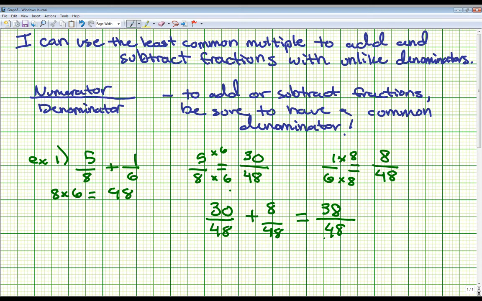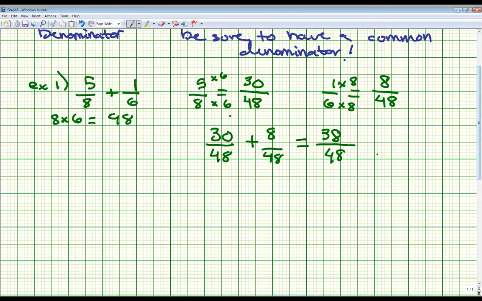Now, there's one more step here because 38 over 48 is not simplified down to its smallest version. We have to take this and simplify it. So I'm going to rewrite it over here and talk about how to simplify fractions. I need to think of something that can go into 38 that can also go into 48. And I'm going to divide by that number to get a smaller version of this fraction.